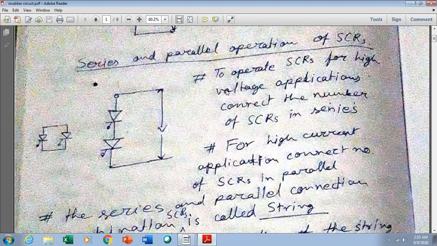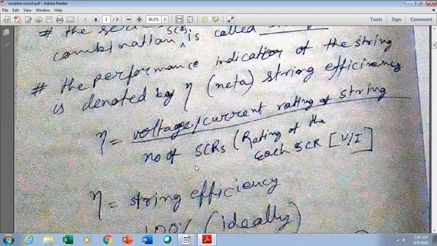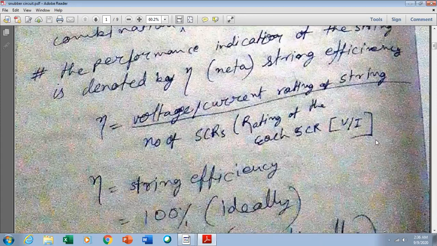So, how to apply those? For high current application, a number of SCRs are connected in parallel. The series and parallel connection combination of SCRs is called a string. Now the performance indicator of the string is denoted by eta, or string efficiency.